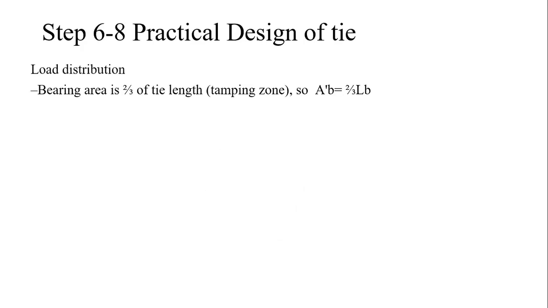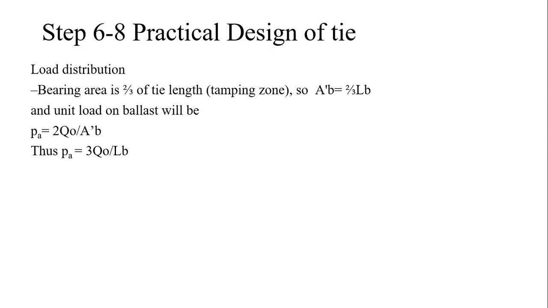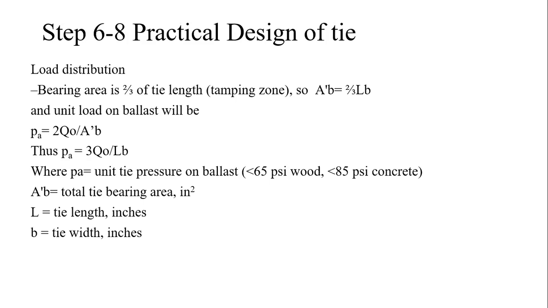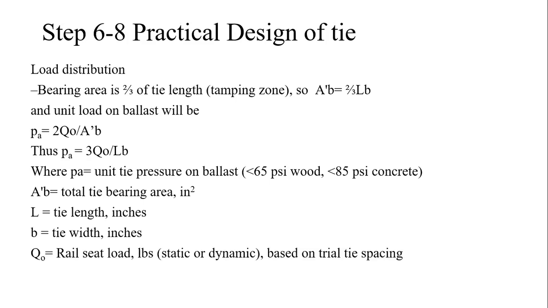Now, for the load distribution for the plate, 2/3 of the tie length is involved, and the unit pressure will be 2 times Q naught over A dash B, or PA equals 3 times Q naught over L times B, where PA is the unit tie pressure on the ballast. This is 65 psi for wood and 85 psi for concrete. A dash B is the total tie bearing area. L is the tie length. B is the tie width in inches. And Q naught is the rail load as calculated.